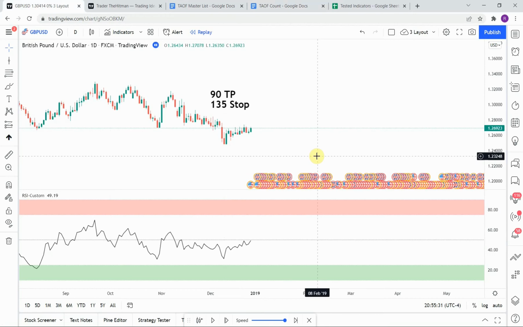Today we will be testing the RSI custom bands.